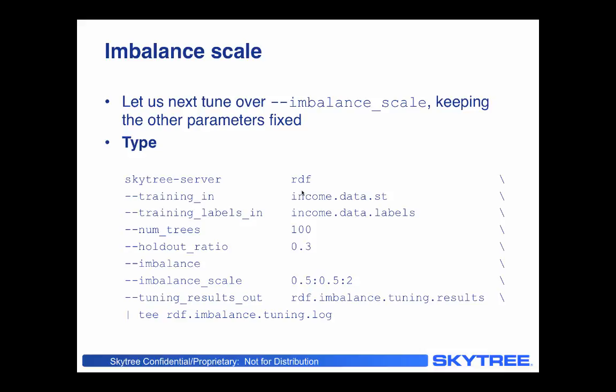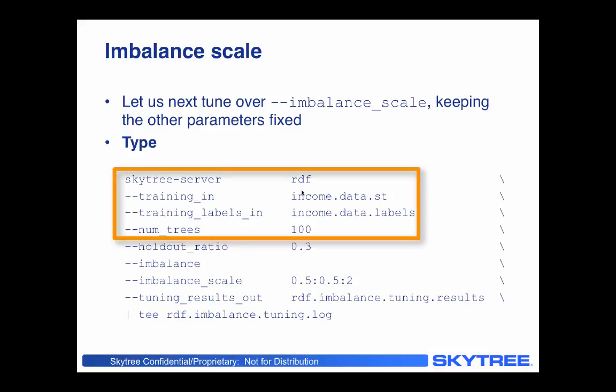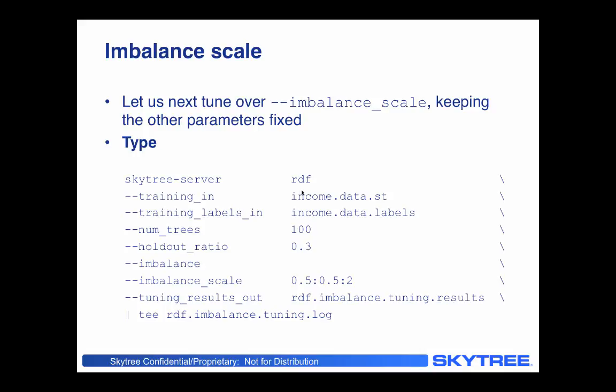We begin by specifying the RDF option and the file name for the training data and the training labels as usual. And we use a fixed number of trees. And to do the evaluation for the tuning, we will use a 30% holdout set. And we then specify the imbalance option. And in addition, this time we also specify a range of values for the imbalance scale. So we are using values starting at 0.5 and going up to 2 with steps of 0.5.